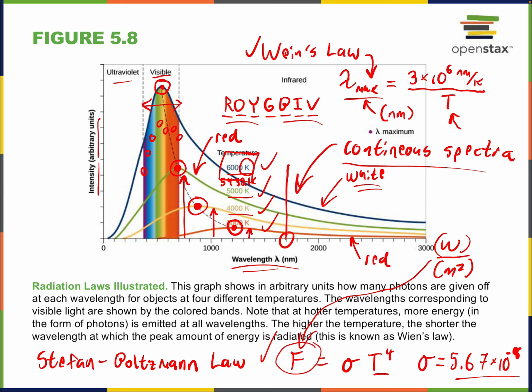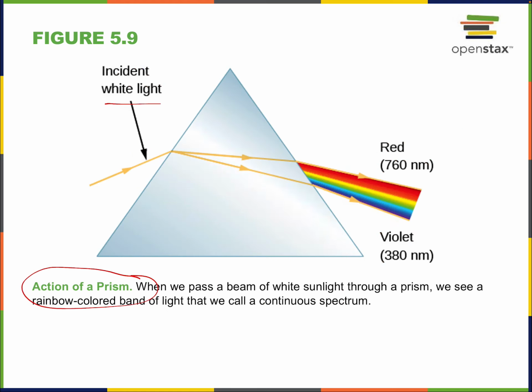All solid objects create continuous spectra. Turns out gases don't, especially atomic gases, but we'll come back to that. All right, but that means that they're all essentially white light in one form or another. They might be more blue or more red, but they all are white, in other words, composed of many colors.